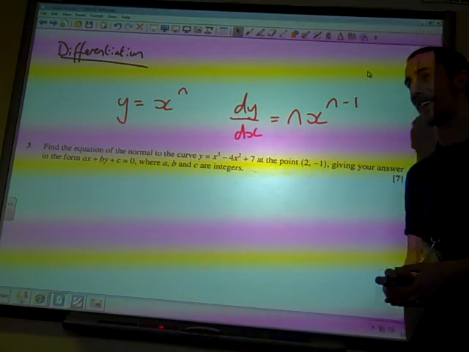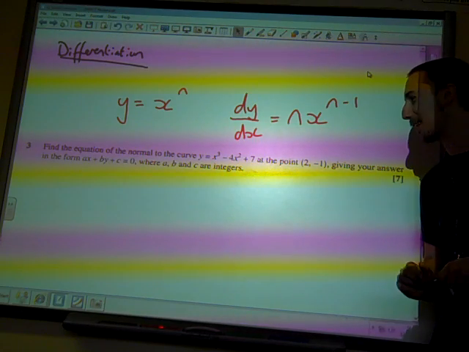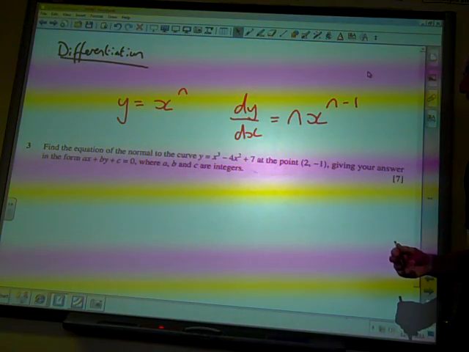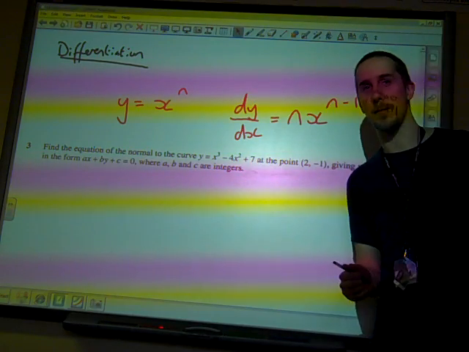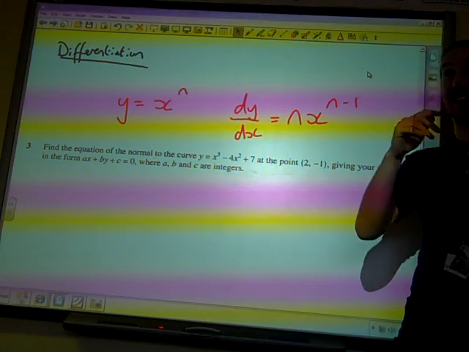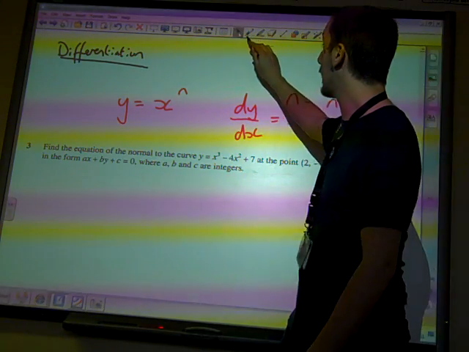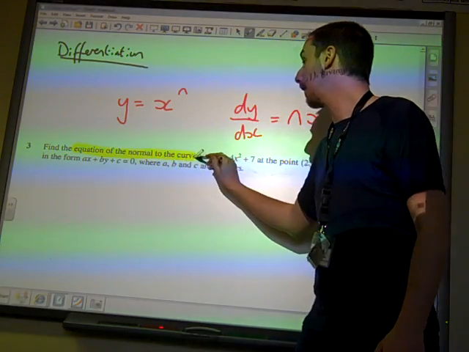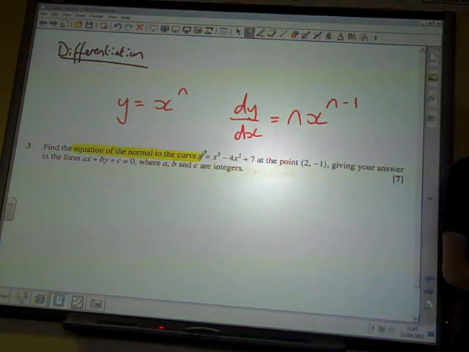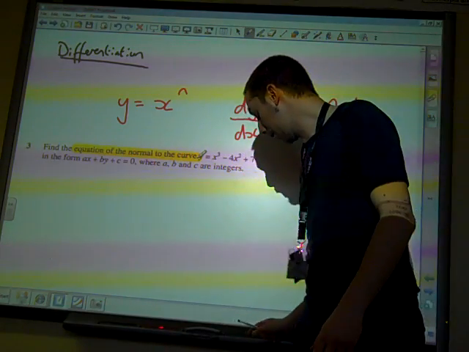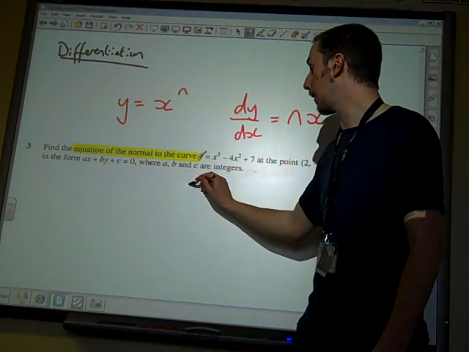Find the equation of the normal to the curve y equals x cubed minus 4x squared plus 7 at the point (2, -1). Give me your answer in the form ax plus by plus c equals 0. Right, a, b and c are going to be integers at the end. Differentiation: as soon as we see equation of the normal to the curve, or equation of tangent to the curve, we know we have to start by finding dy by dx.